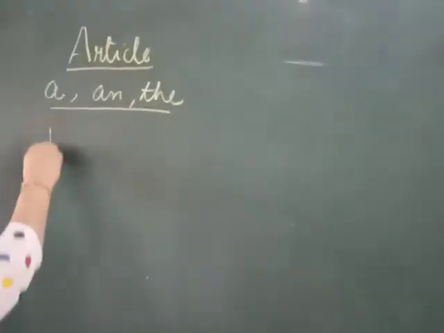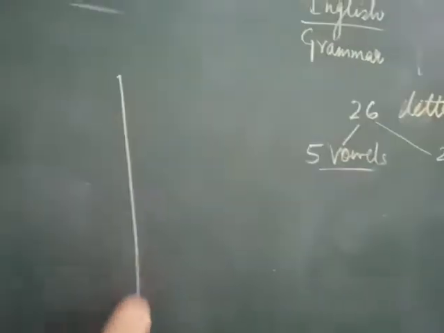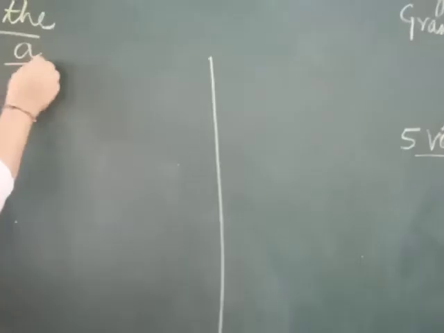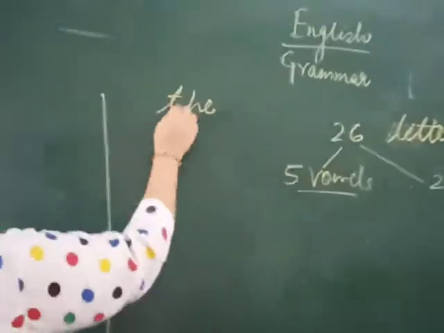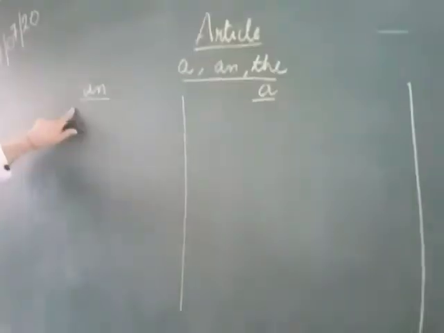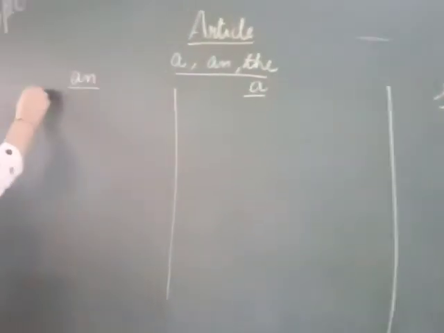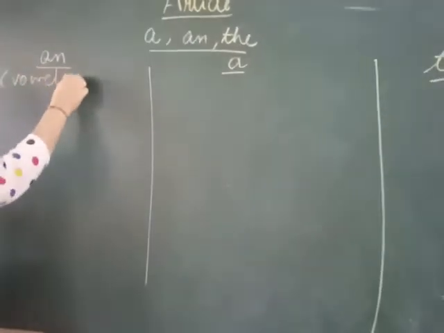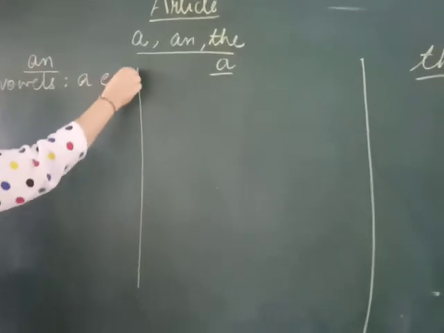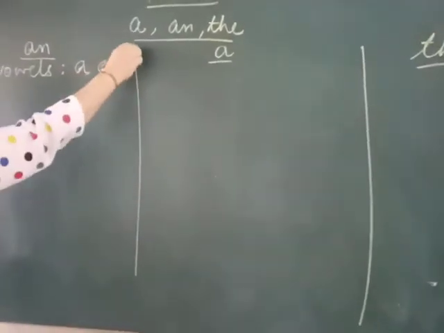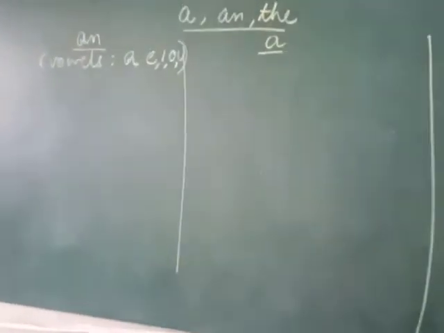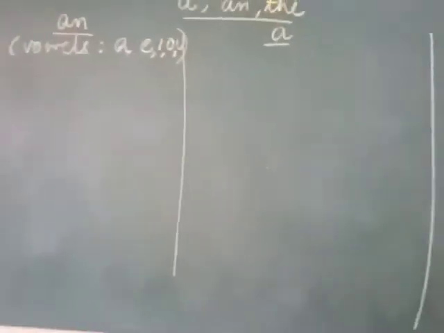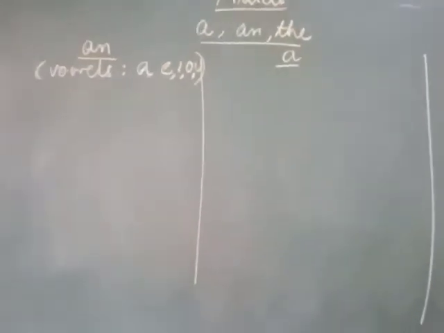I will divide the board into 3 halves first. This is where I use an, where A and where The. First of all, we will take an. And we must know about the vowels. That is, there are 5: A, E, I, O and U. You have to keep this thing in mind that any word that starts with A, E, I, O, U, what comes in front, it is an.